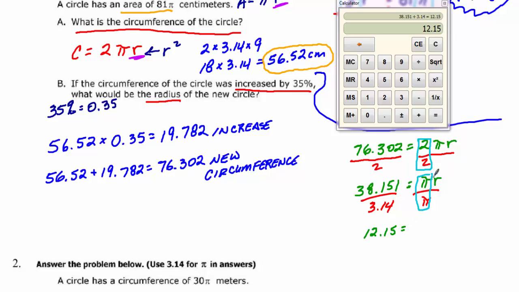12.15 equals 1 times r, which is r, and there is our answer to the second part. Let me write it over here with its label. Since it's all in circumference, the answer to the second part is 12.15 centimeters.